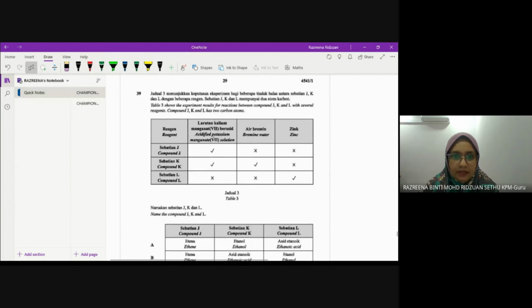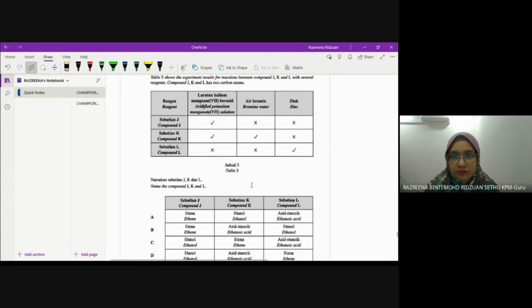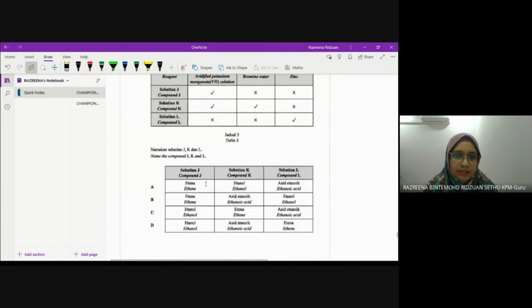Question 39. The table shows an experiment for the reaction between J, K, and L with several reagents. J, K, and L have 2 carbons. That's what they've given to you. You see the results here. Acidified potassium manganate reacts with J and K, it doesn't react with L. It reacts with bromine for J and L, it doesn't react for K. Zinc reacts only with L. So name J, K, and L.